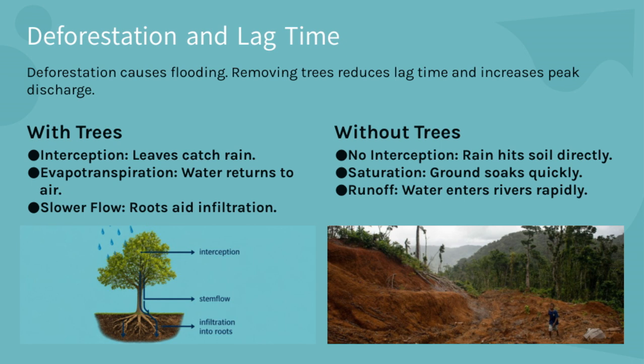But when trees are removed, these natural processes are reduced. There is less interception, so more rain hits the ground directly. The soil may become compacted or saturated more quickly. Without roots helping infiltration, more water becomes surface runoff. As a result, water reaches the river faster. This means deforestation usually causes a shorter lag time and a higher peak discharge. So the key point is, trees slow the journey of water to the river. Removing them speeds it up.